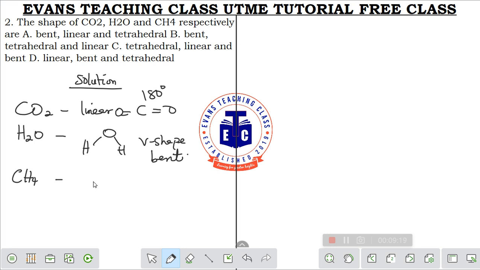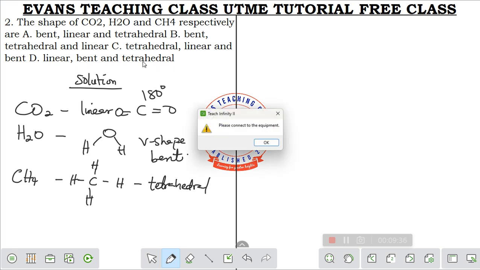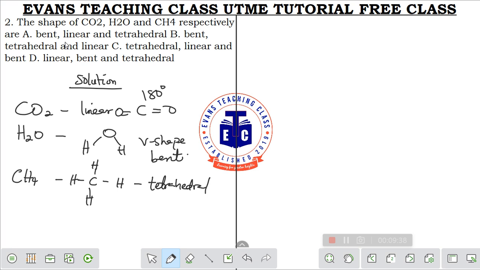The shape of methane, so this is methane. Methane is actually tetrahedral. So what's the answer like that? Our answer will be linear, bent, and tetrahedral. So that's the answer for the question. So we'll go to the next question like that.